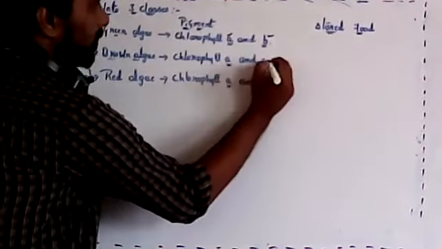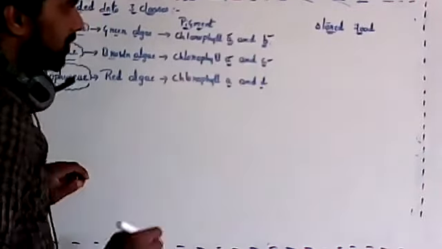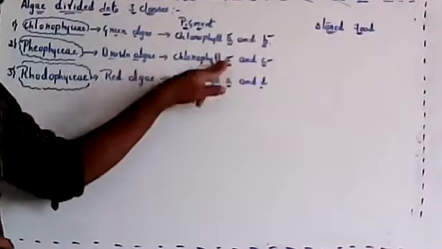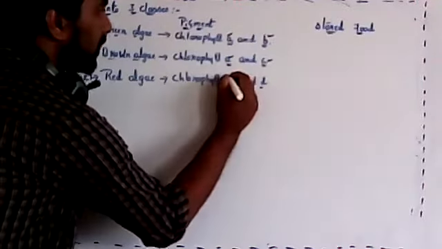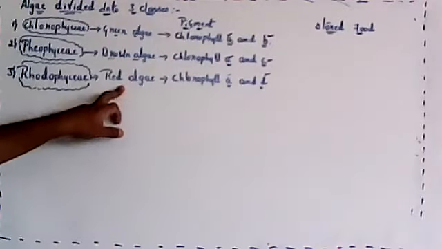Then next is Phaeophyceae, brown algae. Brown color algae is known as Phaeophyceae. In them the pigments chlorophyll A and chlorophyll C are present. So the first one is AB, second one is AC. The next, red algae, is known as Rhodophyceae. In them chlorophyll A and chlorophyll D is present. So green first, second is brown, third one is red.